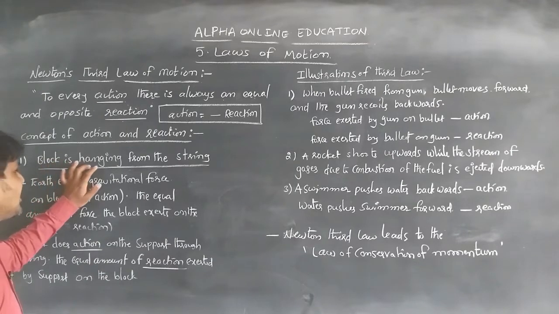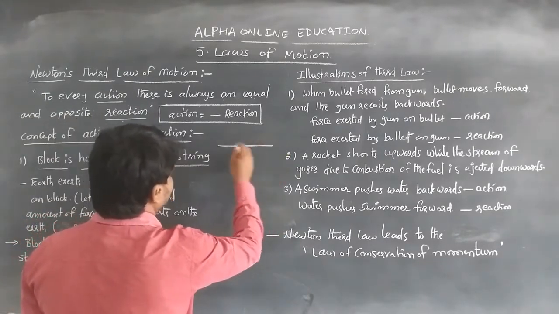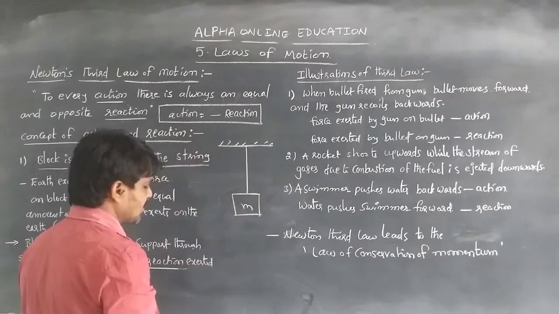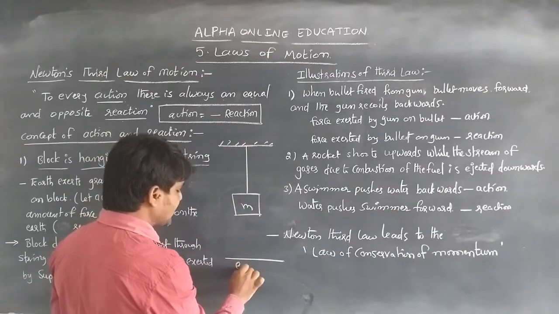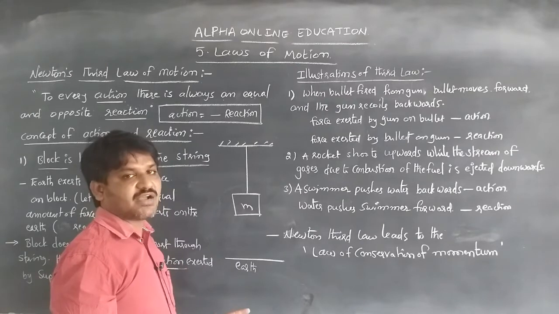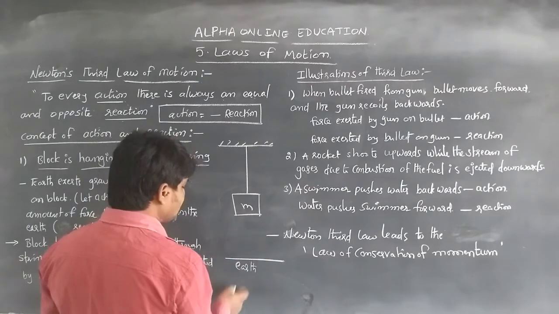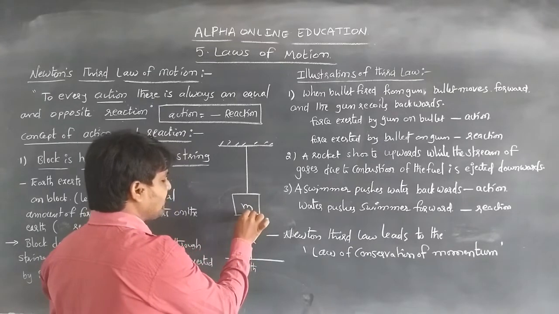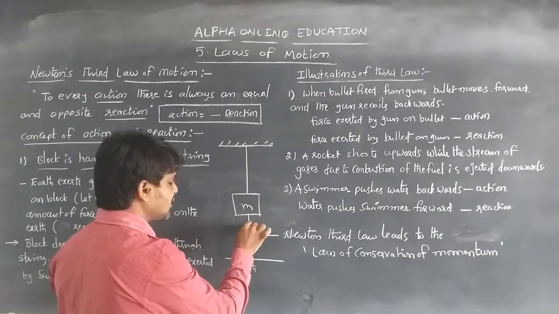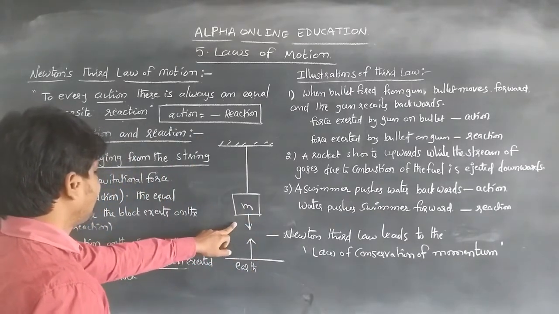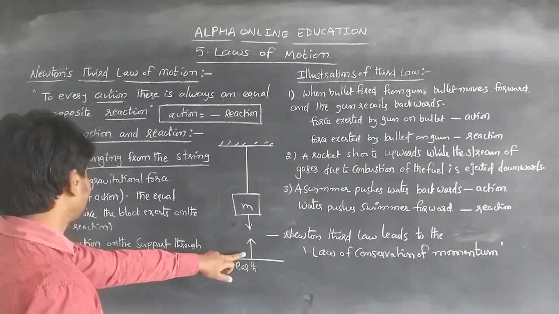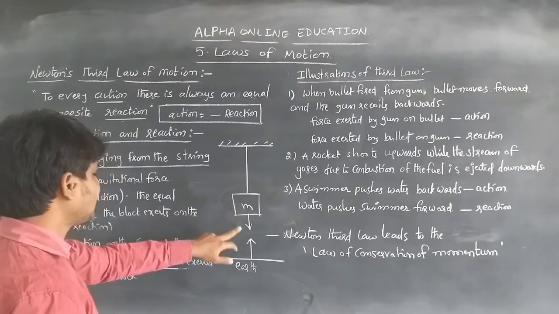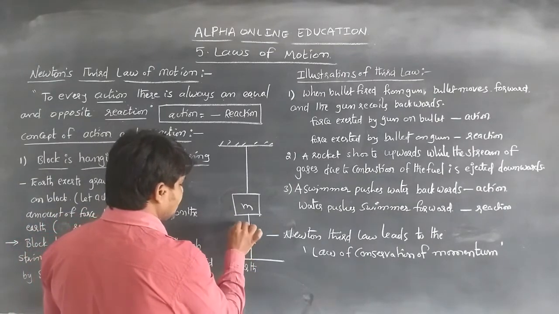First of all, a block is hanging from a string. When a block of mass m is suspended above the earth, we know that the earth applies a gravitational force on the body. The earth applies the gravitational force on the block, and the equal amount of force that the block exerts on the earth is considered the reaction.